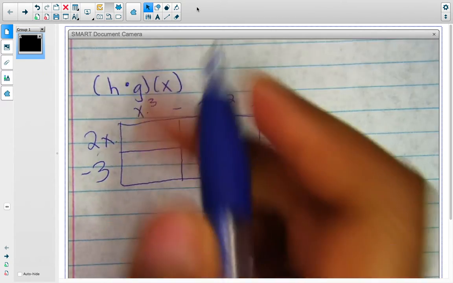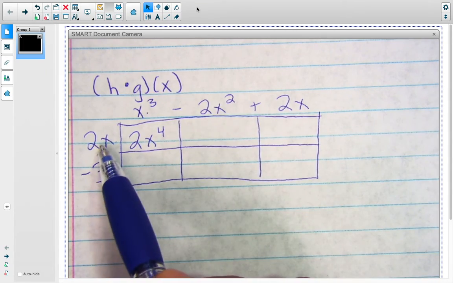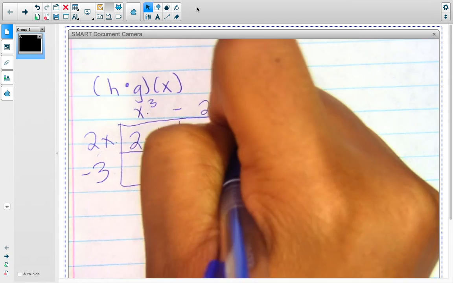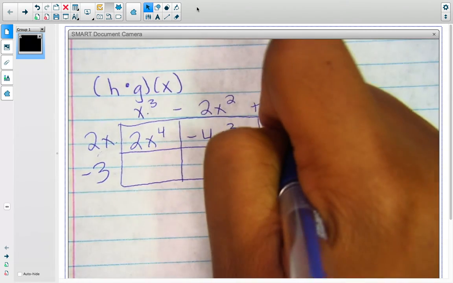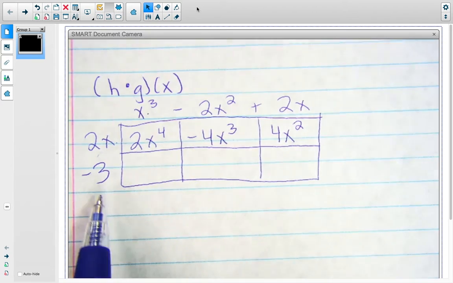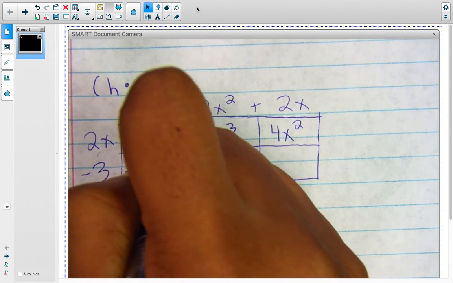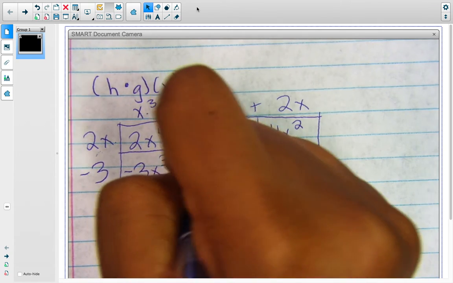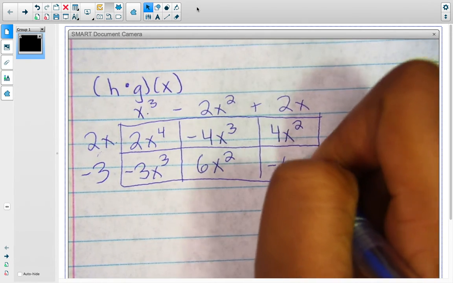2x times x to the third is 2x to the fourth. 2x times negative 2x squared is negative 4x to the third. 2x times 2x is 4x squared. Negative 3 times x to the third is negative 3x to the third. Negative 3 times negative 2x squared is positive 6x squared. And negative 3 times 2x is negative 6x.